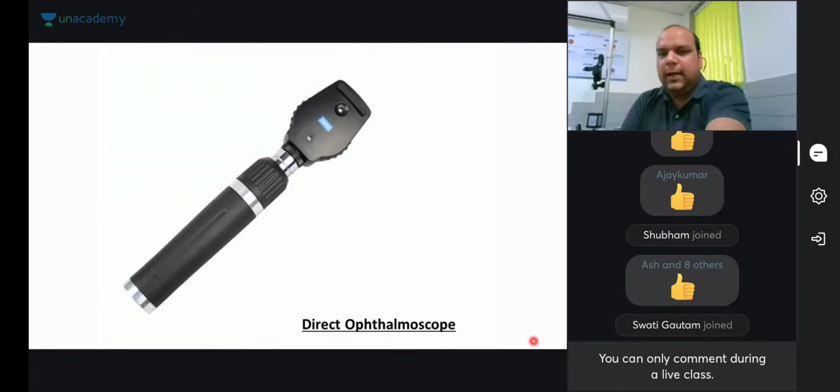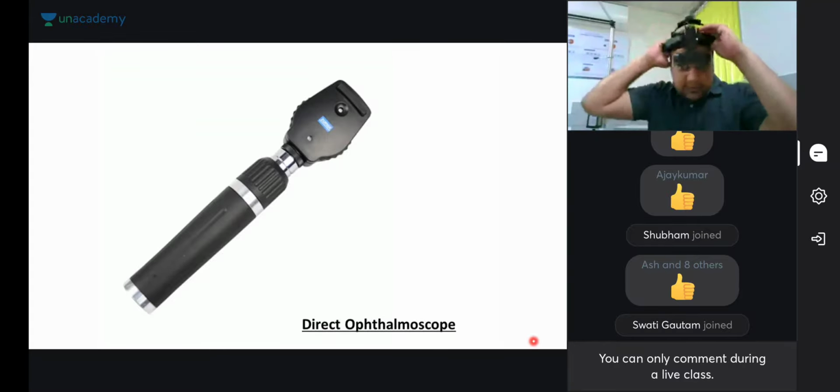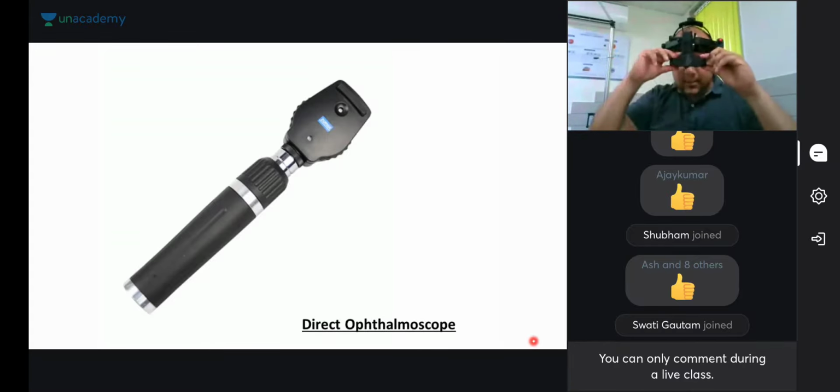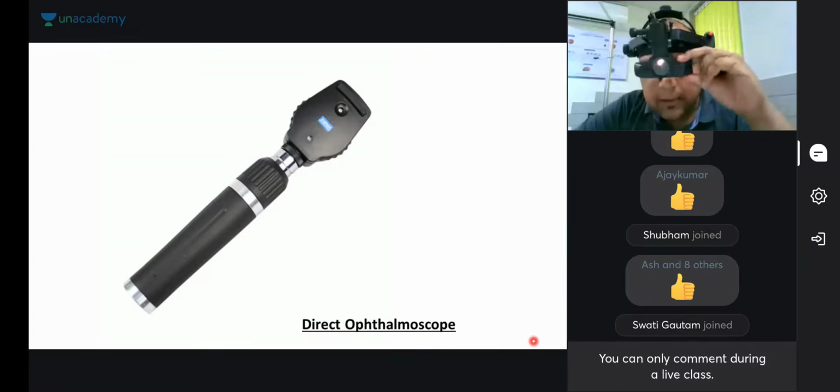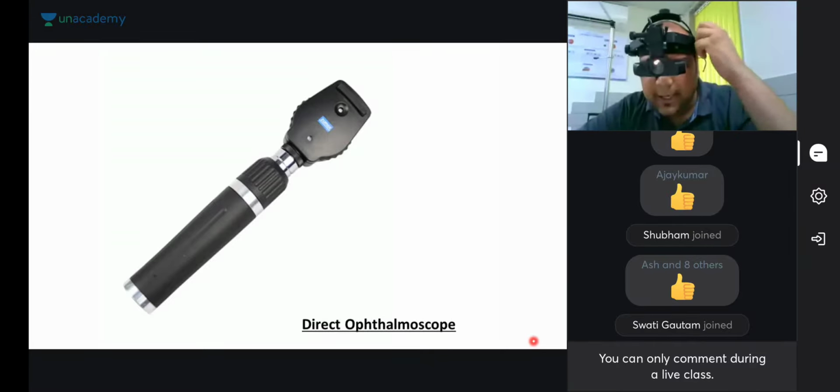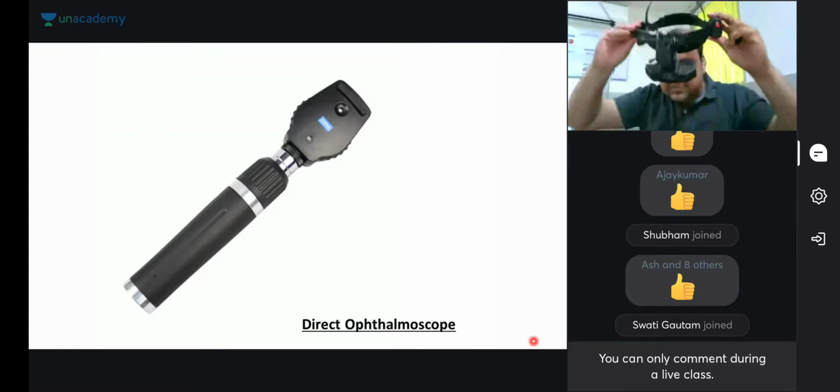Now I'll show you another instrument, which will obviously be the indirect ophthalmoscope. We wear it like this. You can see it on my head. This is your indirect ophthalmoscope. If I start the light, the light will go out from my instrument like this. So this is called an indirect ophthalmoscope. I hope we are clear about this, there's no confusion.